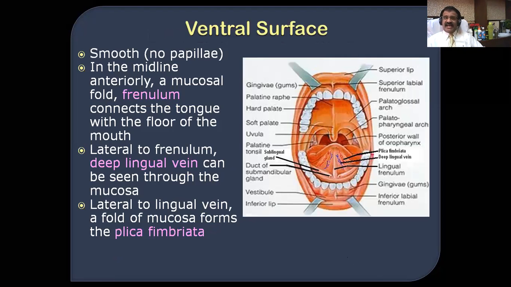In the midline, anteriorly, a mucosal fold called the frenulum is present, which connects the tongue to the floor of the mouth. And lateral to the frenulum, you can see the deep lingual vein, which can be seen through the mucosa. If you lift your tongue and watch in the mirror, you can also see that deep lingual vein. Lateral to the deep lingual vein, a fold of mucosa forms the plica fimbriata. You can see plica fimbriata on the side also. This is about the ventral surface of the tongue.